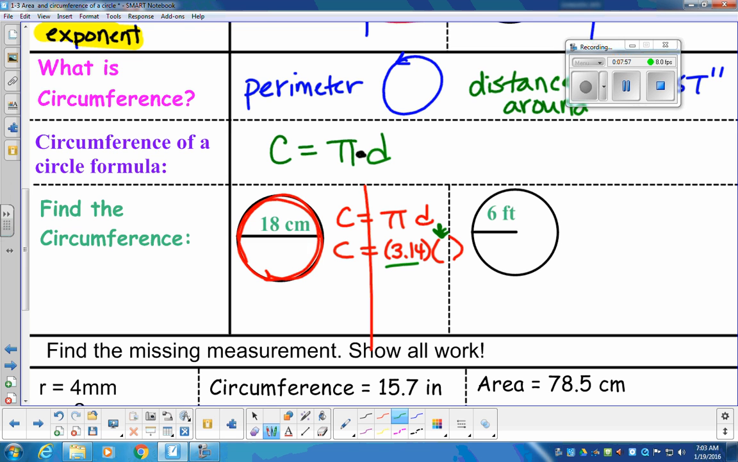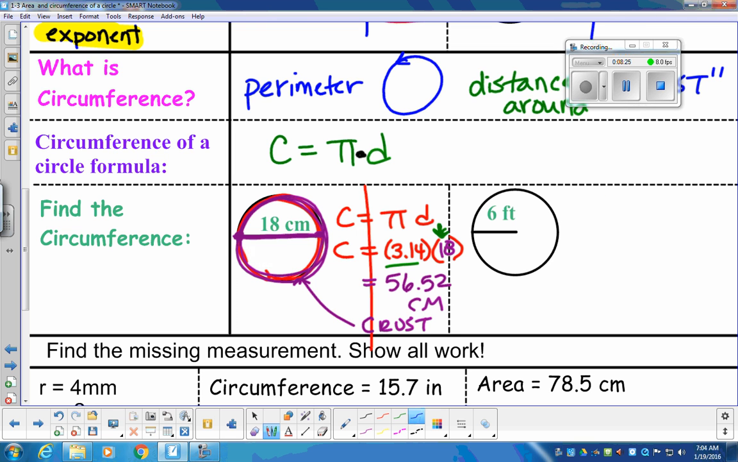As I look at my picture, we're using the same circle from above, but we're finding pizza crust this time. The line that goes from side to side passing through the center is 18. So we have 3.14 times 18, which gives us 56.52 centimeters of crust. This is a pizza crust question. How much crust is on that pizza? 56.52 centimeters of crust.